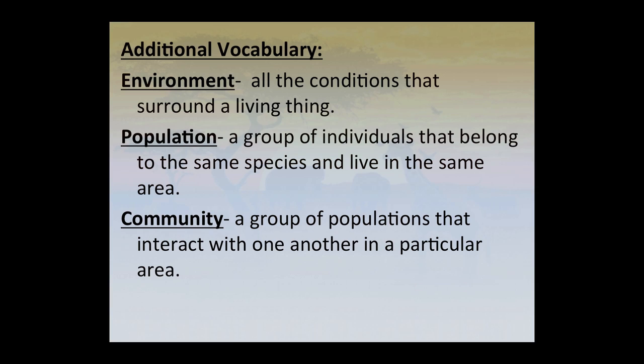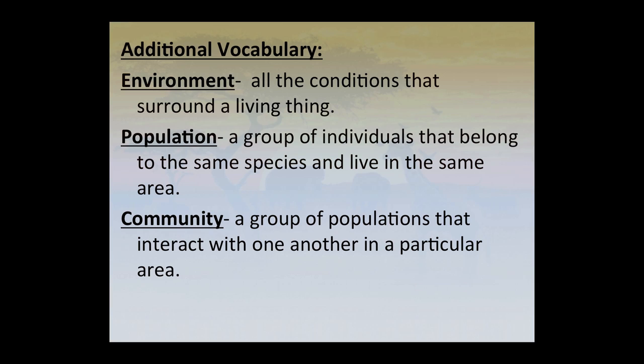Community: a group of populations that interact with one another in a particular area. Take your mother's garden. So you got the tulips, the roses, the weeds, because she really being lazy. She ain't out there getting the weeds out. And you got the grass. Well, that's the community, because you got a group of different types of species living together. Understood?